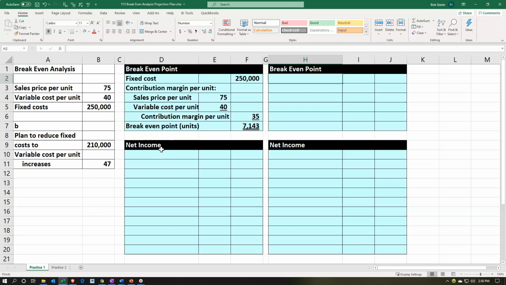Well, how would we know whether or not that would be a good thing? We can go over here and take a look at our break-even analysis. If we do the same thing, I'm going to say fixed costs are now going to be equal to the 210,000.